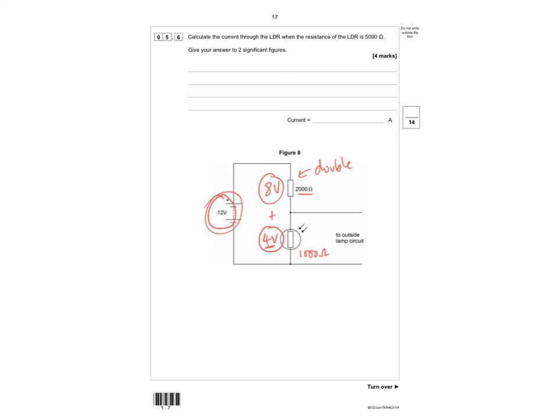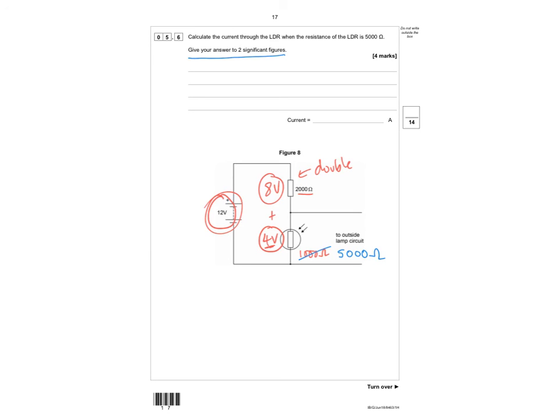For question 5.6, calculate the current through the LDR when the resistance of the LDR is 5000 ohms. Give your answer to 2 significant figures. So in each test paper, there'll always be a question asking you to give your answer to a certain number of significant figures. That's going to give you 1 mark. So the resistance can change of an LDR depending on the brightness. So now it's changed to 5000 ohms. And we're asked to find the current.